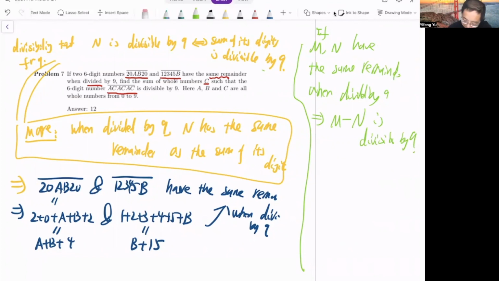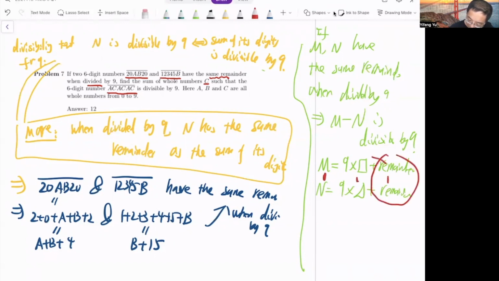Well, more precisely, you see, say m is 9 times something plus the remainder, right? And n is 9 times something else plus the same remainder. Now, if you take the difference, then the remainder, because they are the same remainder, cancel with each other. What is left is a multiple of 9 minus another multiple of 9, and that, of course, is still a multiple of 9. In other words, m minus n is divisible by 9.